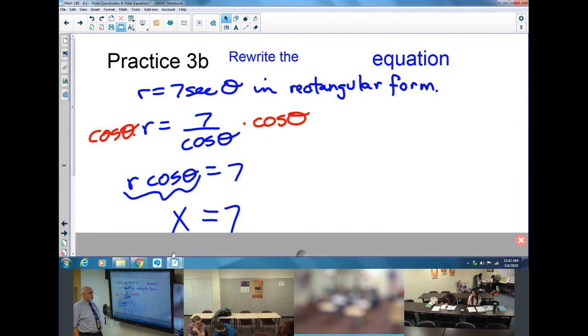So do you not have to worry about the y? No. Just like if an equation, like x equals 3, that's an okay equation of a line. It's a vertical line. So that's just the equation of it. Now, if instead of secant it were cosecant, then you get y equals 7, because then you get r sine theta. So for an equation of a line, it's okay if you don't have a y in there. Okay? Thank you for that question. Any other questions?